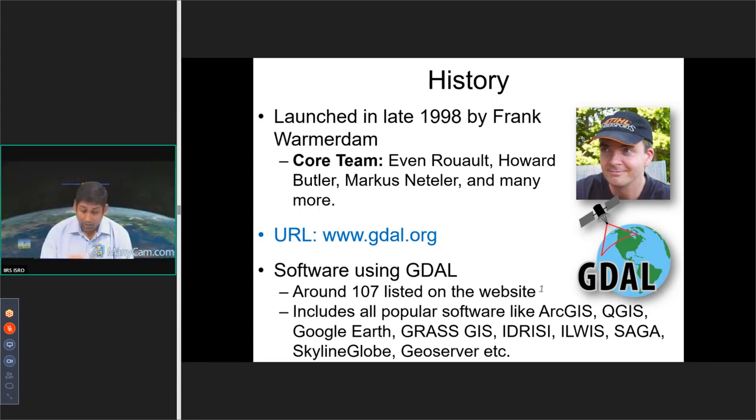So initially, I give this example that ArcGIS, previous to version 9 point something, had their own library for reading and writing raster and vector data. But GDAL became so strong and so powerful that they ditched their own library and moved to GDAL. So the package that you buy is actually using open source software at the backend. If you go to this link given at the bottom, you will see on their website that all popular software, including ArcGIS, QGIS, Google Earth, Saga, even 3D ones like Skyline Globe, everybody uses GDAL.